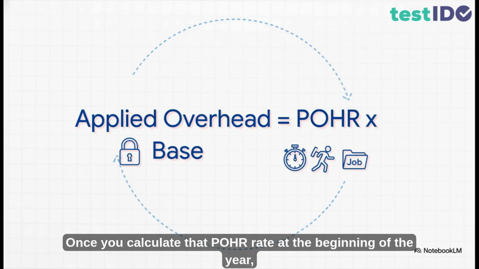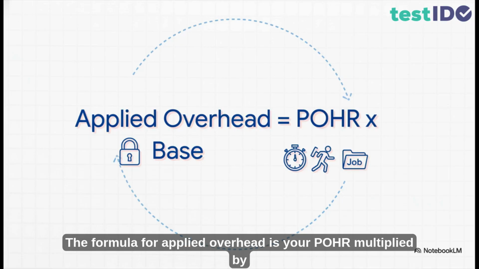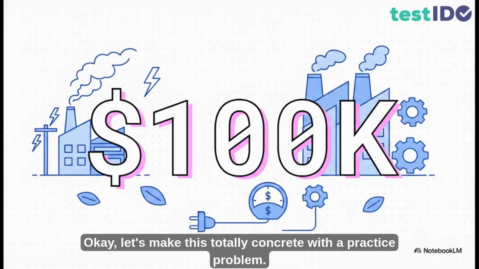Once you calculate that POHR rate at the beginning of the year, you apply it to a job as you're actively working on it. The formula for applied overhead is your POHR multiplied by the actual activity of the base used for that specific job. Okay, let's make this totally concrete with a practice problem.